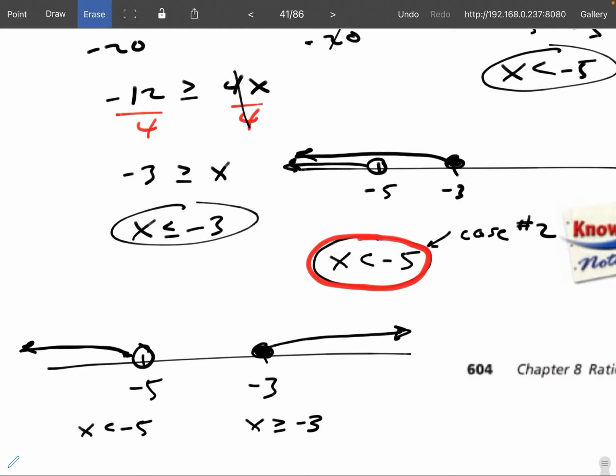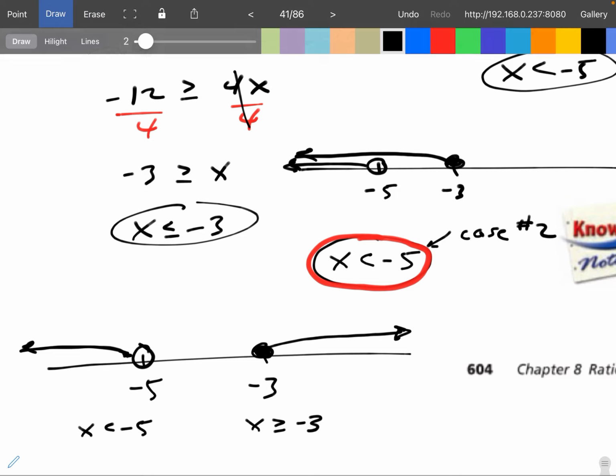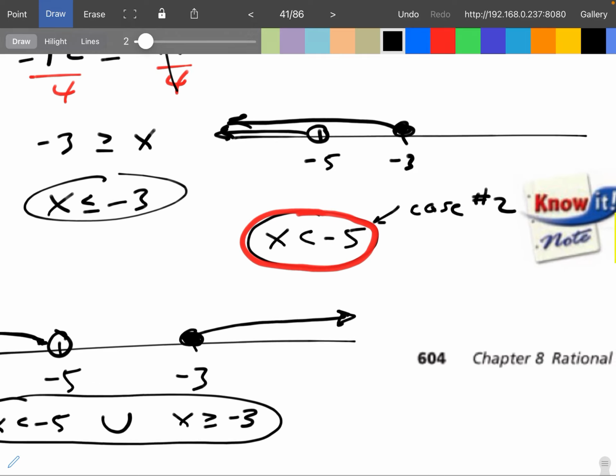Now, instead of using the word or, I can also use union, which means the same thing as or. So you can use this symbol right here. You can use this U like that. That stands for a union, which is the same thing as an or. So that's your final solution right there.